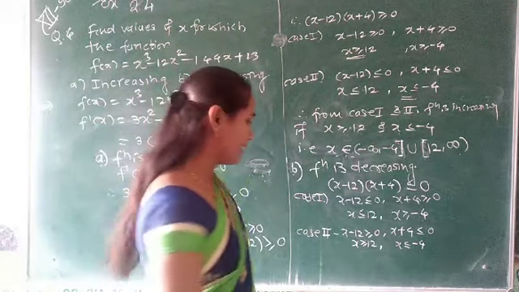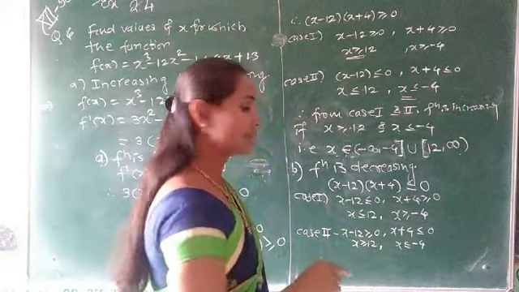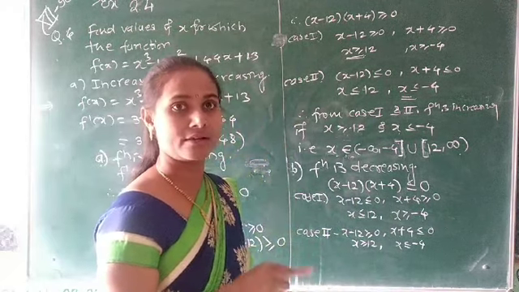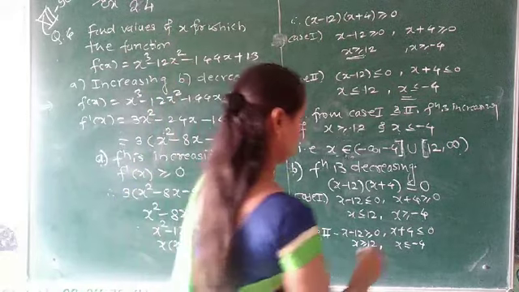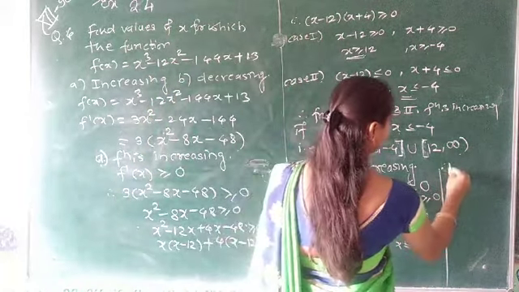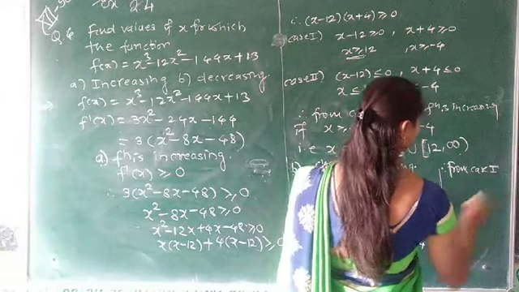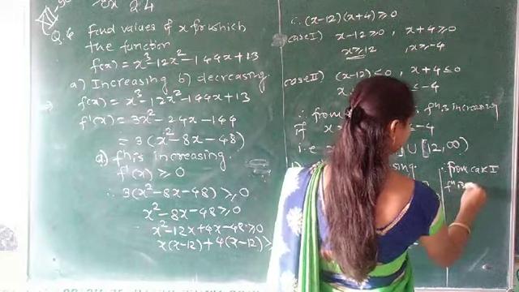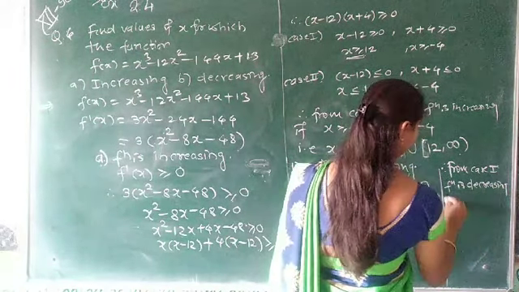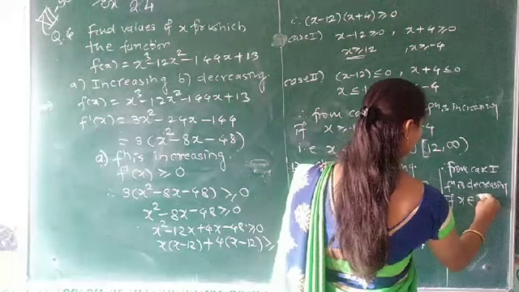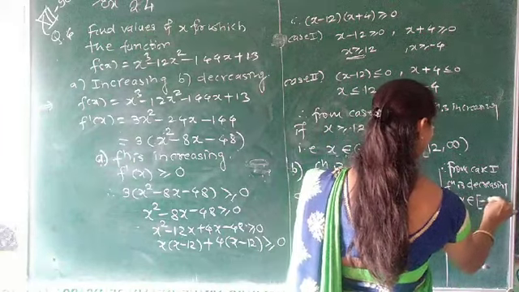It is absurd. So we take the first condition, x is less than or equal to 12 and x is greater than or equal to minus 4, that means greater than minus 4 but less than 12. Therefore, from case first, the function is decreasing if x belongs to less than or equal to 12 and greater than or equal to minus 4.